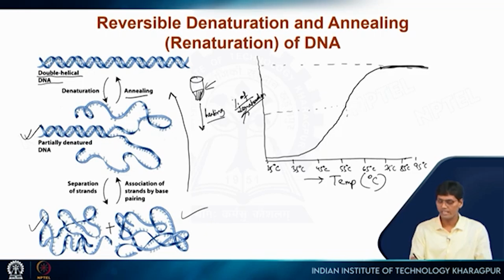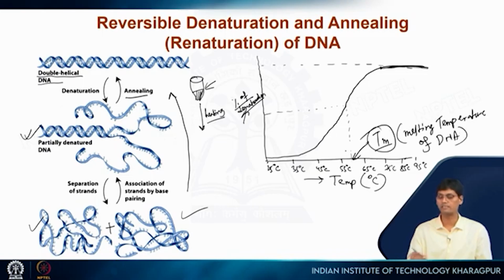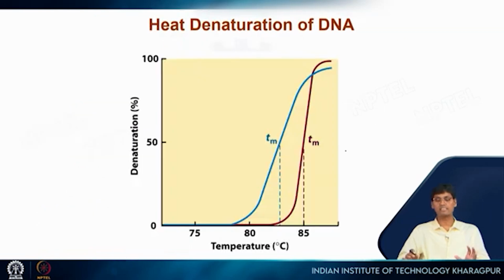Whenever the temperature is where the DNA is 50% denatured, that temperature is called Tm, or melting temperature of DNA. From this melting temperature we can comment on DNA, particularly its base composition. So this is the last slide here.